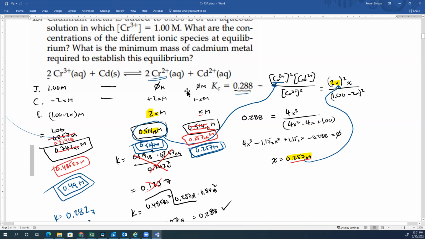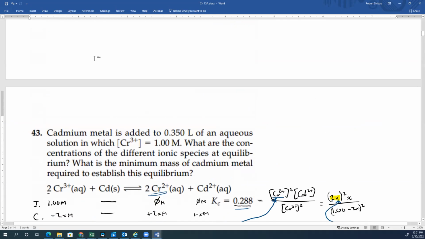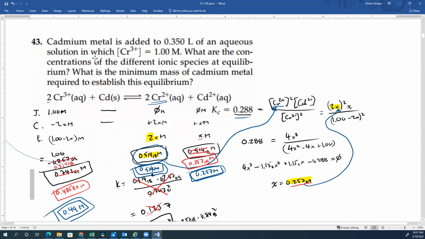How many of you guys solved this one? How did you solve it? What did you use to solve for x? Did anybody do number 43? I got to the cubic equation and then I got stuck.